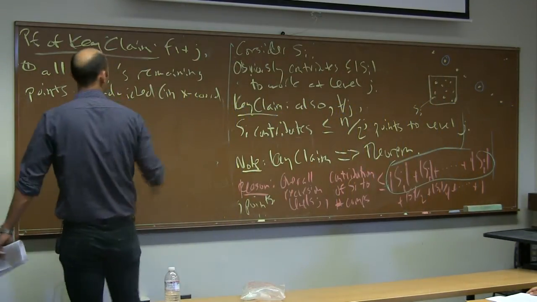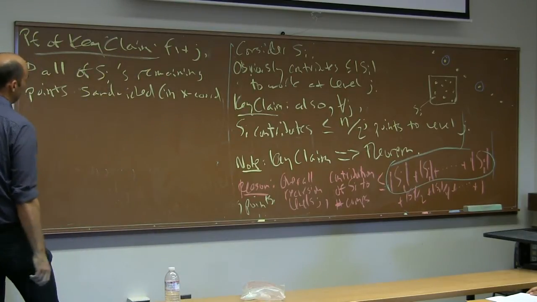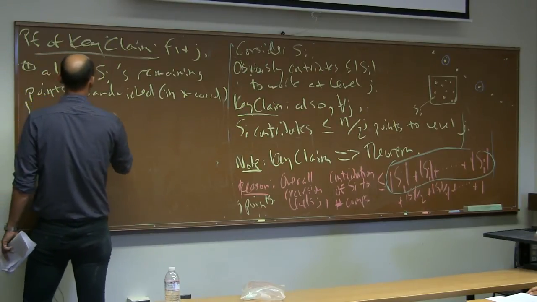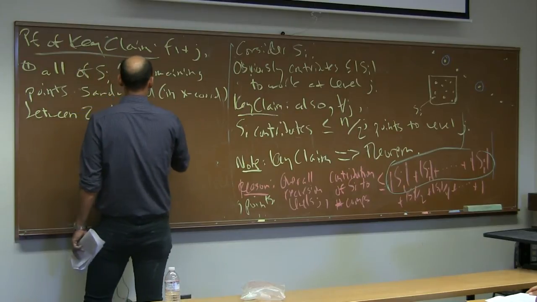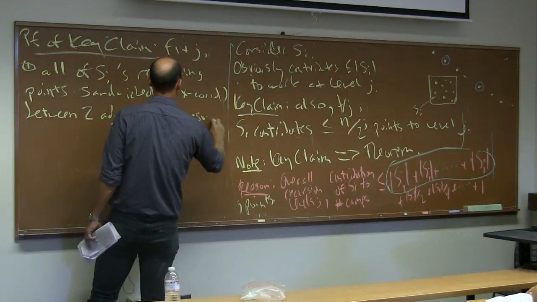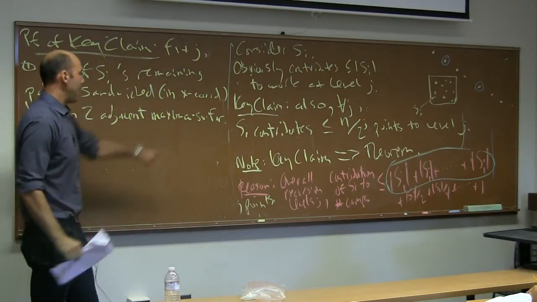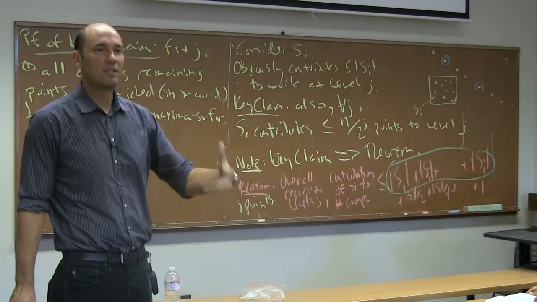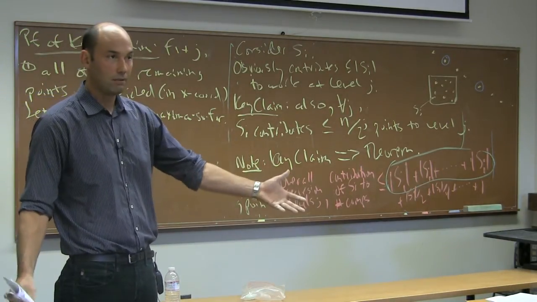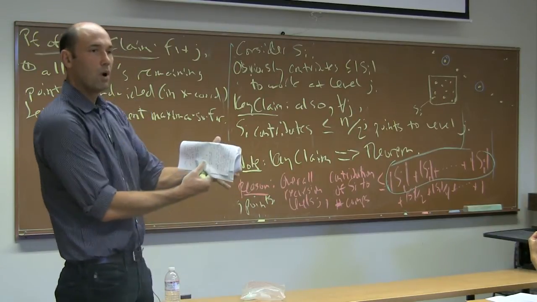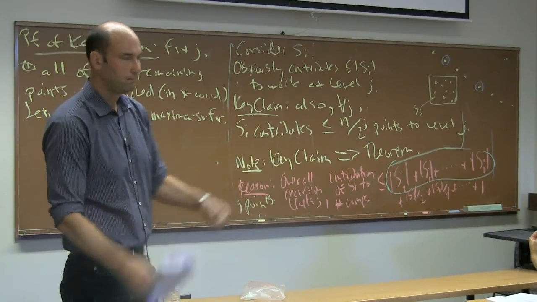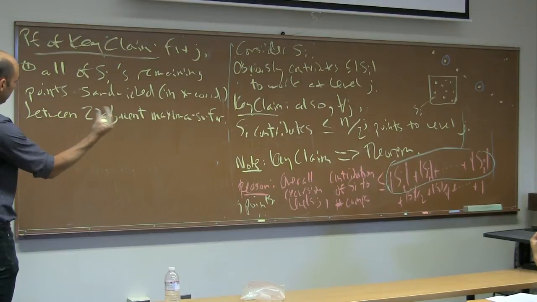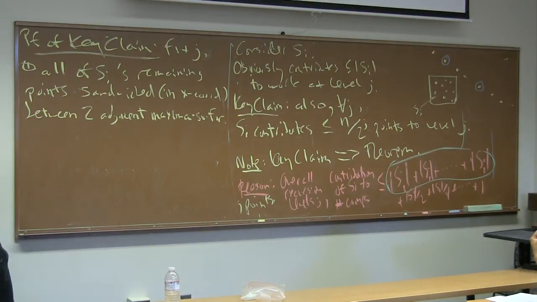So the claim is that all of S sub I's remaining points are wedged, sandwiched in X coordinate between 2 adjacent maxima so far. By maxima so far, again, we're in the midpoint of the algorithm, I just mean the subset of points the algorithm has identified so far as maxima. Some but not all of them. By adjacent, I just mean ones that are consecutive in X coordinate. So that's the first claim: all of the survivors from S sub I are wedged in horizontally between 2 maxima we've already identified.